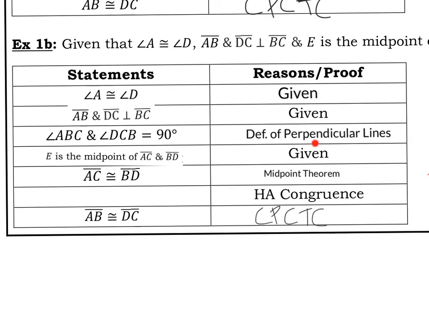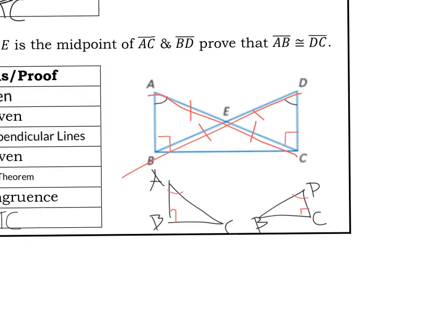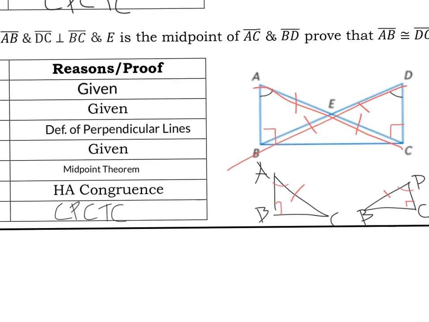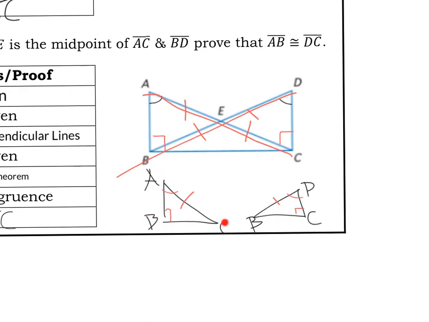So where am I in my two-column proof here? Well, I wrote down the given statement of E is the midpoint of AC and BD. And then now we know that AC is congruent to BD because of the midpoint theorem. And so because we proved these sides are congruent to one another, we now know that the hypotenuses of our triangles are congruent. So we use the hypotenuse and two angles, and one of those angles is a right angle, that means we're using the hypotenuse angle congruence. And so we've proved that triangle ABC is congruent to triangle DCB.